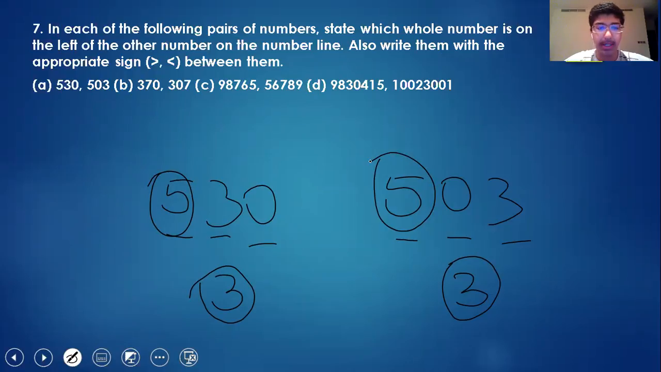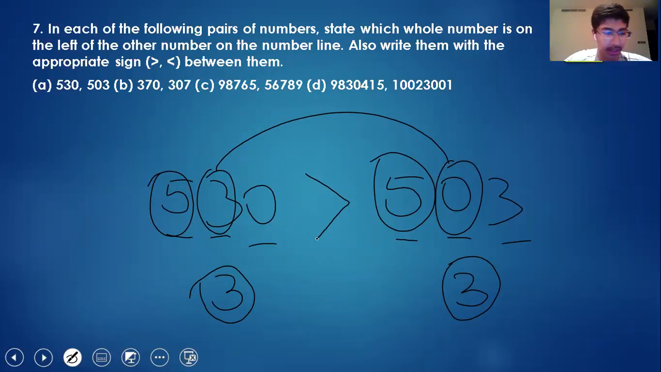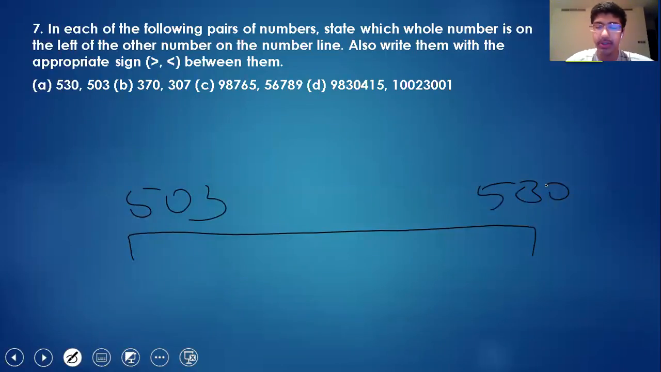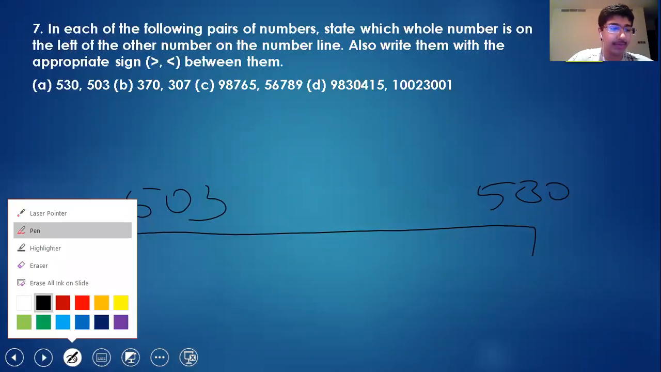Now let's go on to the second place. Second place is 3 in 530, and 0 over here. So obviously 3 is greater than 0. So 530 will be greater than 503, and we denote it by this symbol, where the mouth of the greater sign always faces the greater number. Now on the number line, it will be represented like this. 503 will be on the left hand side and 530 will be on the right hand side. Since this is greater, this will be on the right hand side.